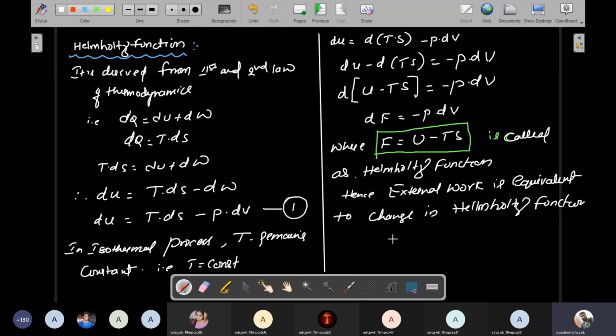So please note everybody, I'll move to the next page. Finally, I consider F is equal to u minus ts. From this equation I can derive again. Now I'll differentiate this equation, we will get some value, and I'll substitute that value again here.